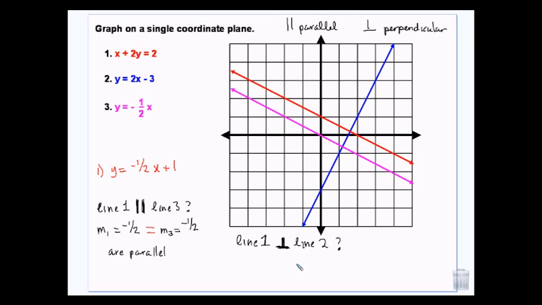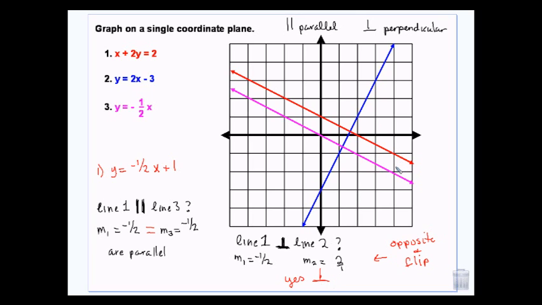Well, we have to decide. We already know that the slope of line 1 is -1/2. What's the slope of line 2? That's the blue one. 2, or 2/1, right? They're opposite signs and they're flipped. So they are perpendicular. So these are opposite and flipped. So yes, perpendicular.